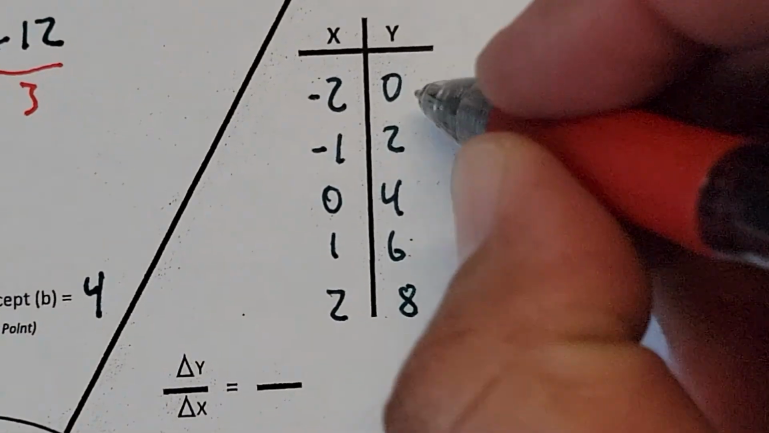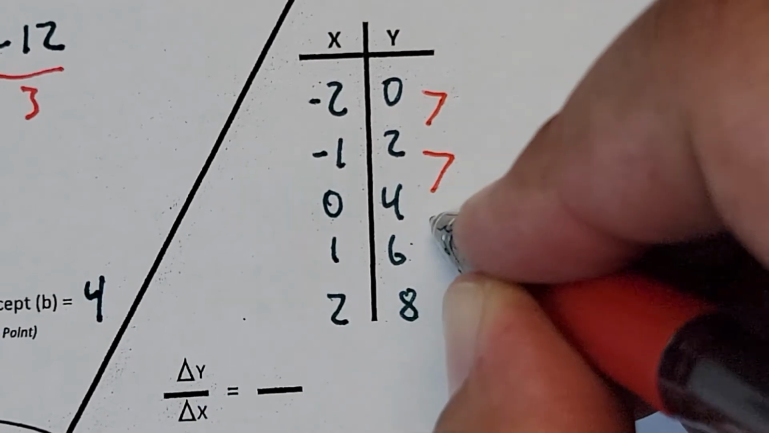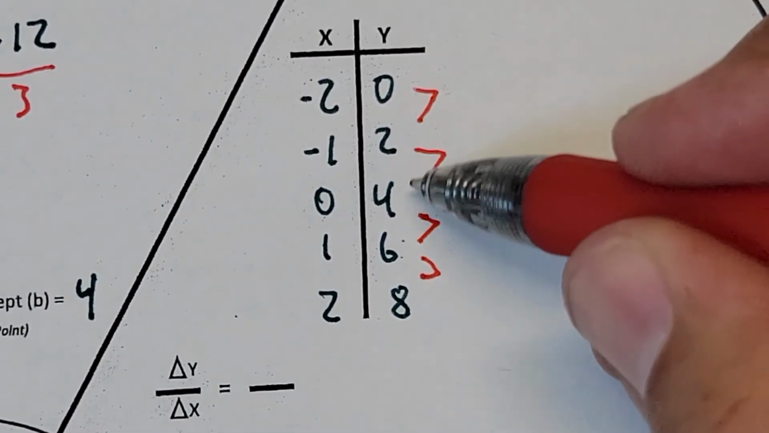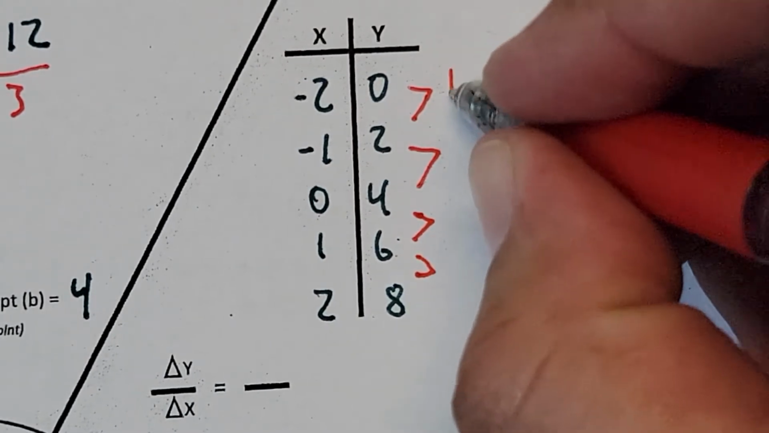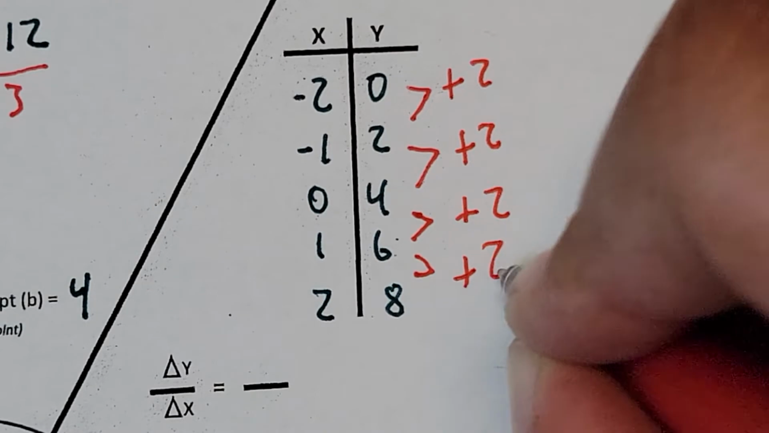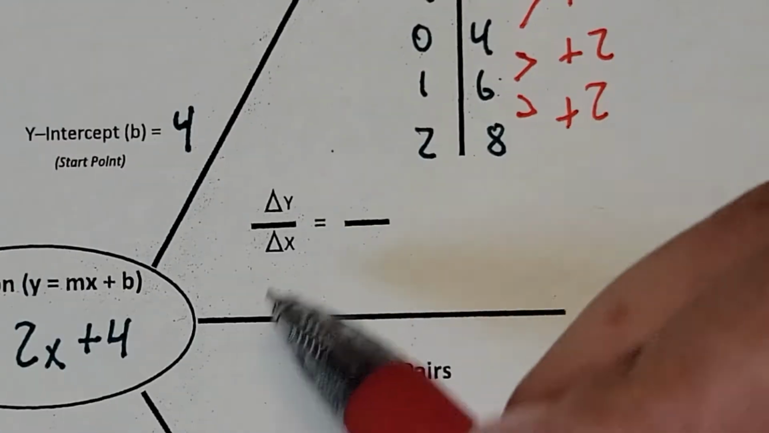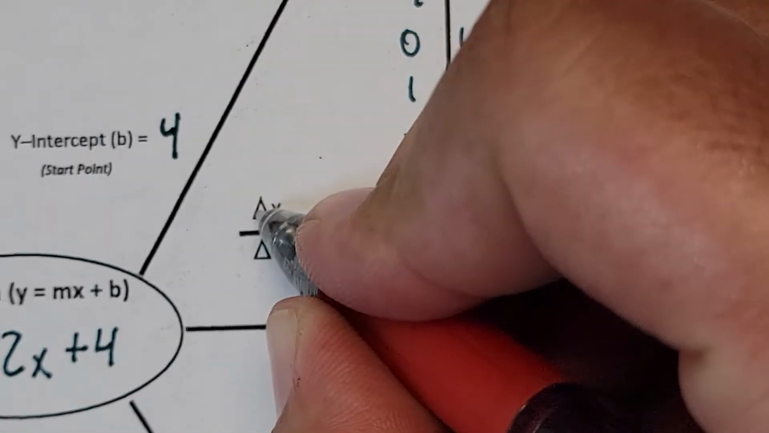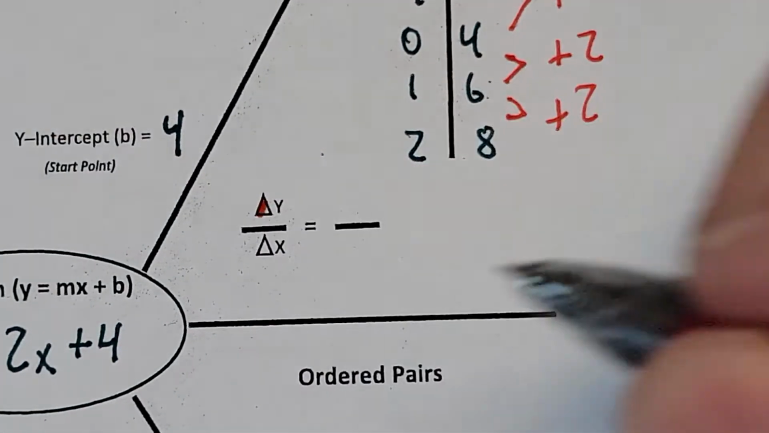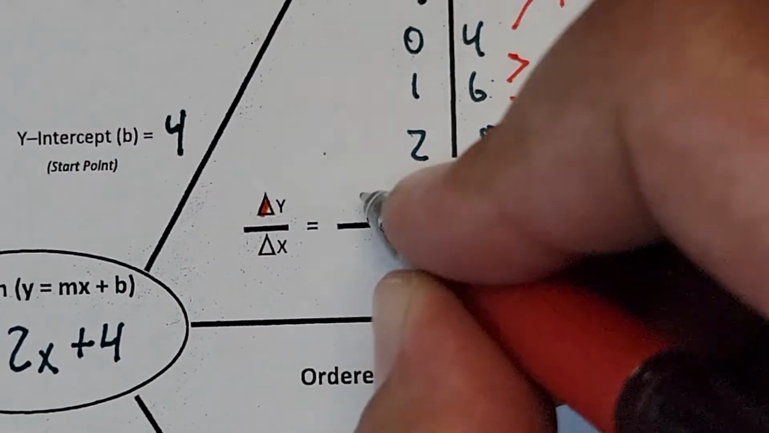Vamos a encontrar cómo se está cambiando. All right, guys, how is this changing? 0, 2, 4, 6. It is actually increasing by 2. Se va para arriba 2 veces cada número. That is actually going to be what we call delta y. So the delta y is going to be positive 2.